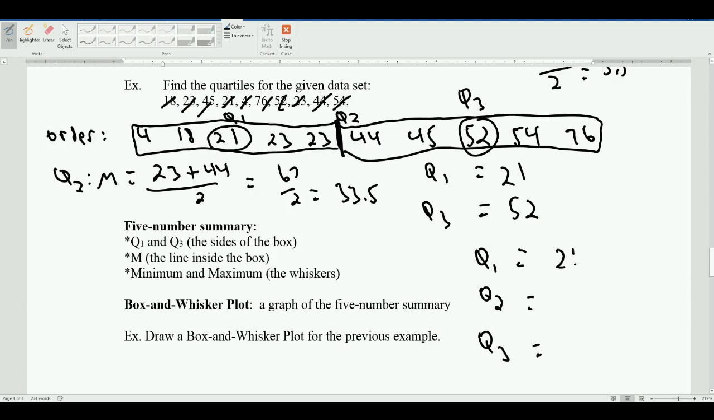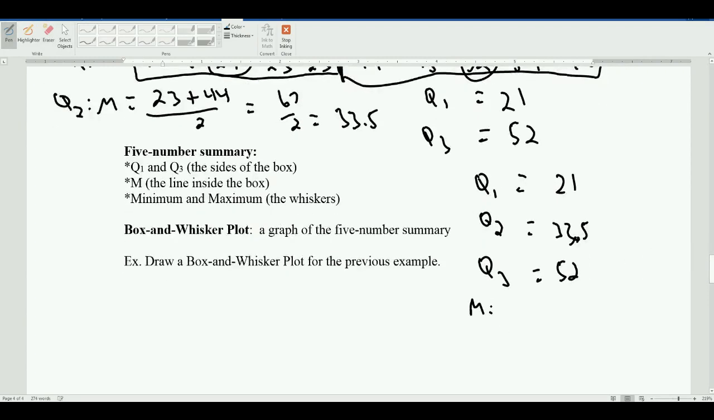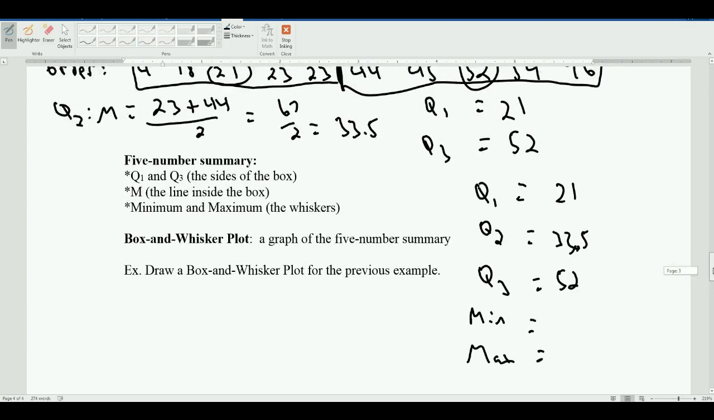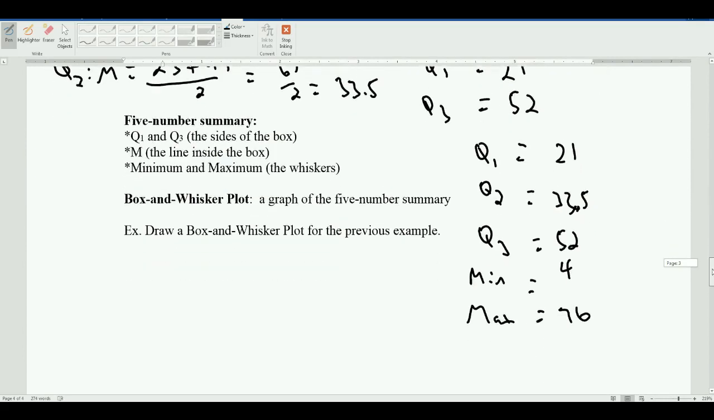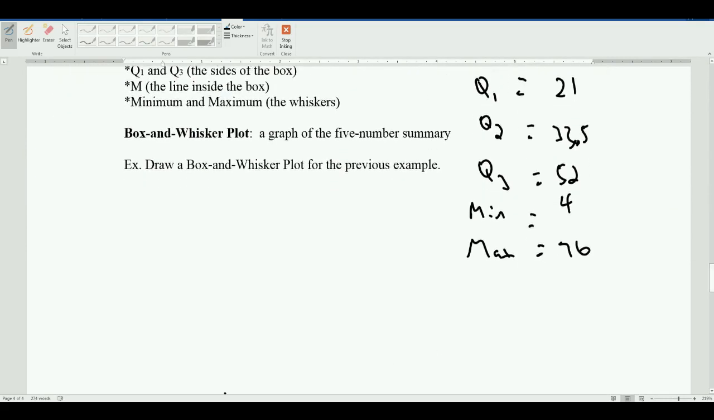Quartile 1 is 21. Quartile 2 is 33.5. And quartile 3 is 52. That was from the previous example. Now the minimum is just the smallest value, and the maximum is the highest value. So the minimum value is 4, and the highest, or the maximum, is 76. So we have enough information to draw a box and whisker display.